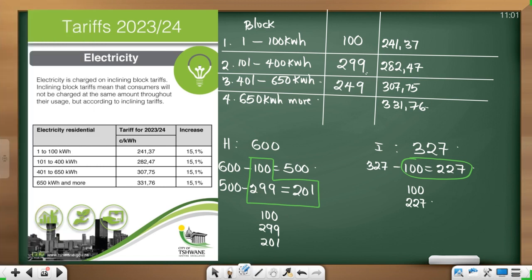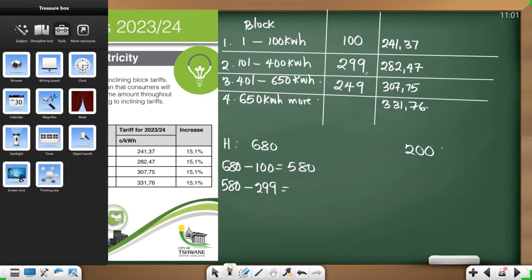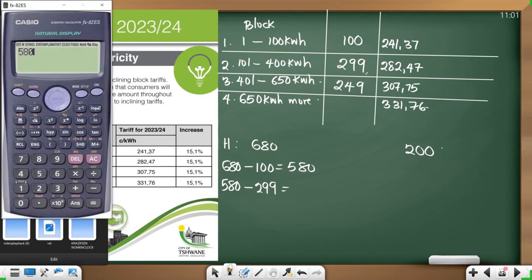Let's do a few more. I hope it's making sense to you too. 680, all right? So I'll start by saying 680 minus 100. That will give us 580. Then I'll say 580 minus 299. Let's check what our answer would be. Grab your calculator quickly with me. 580 minus 299 is 281.